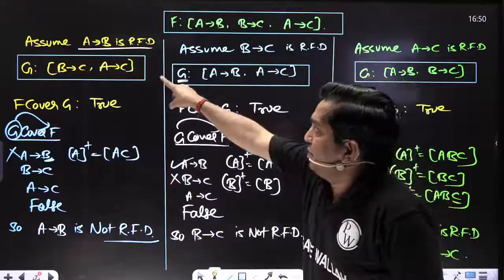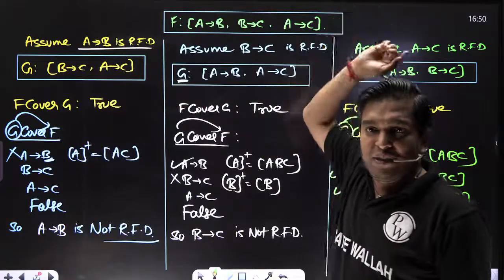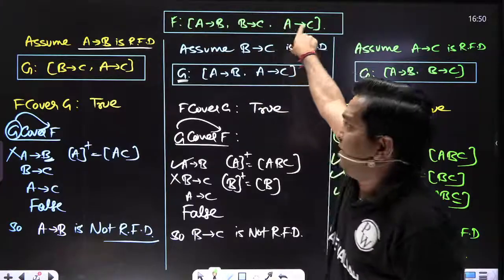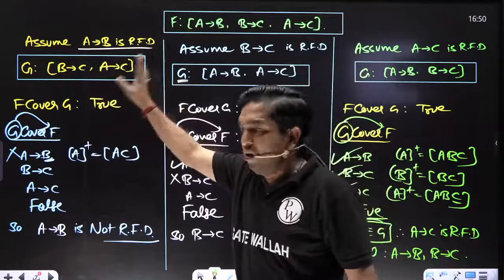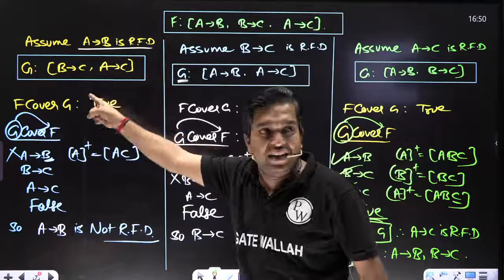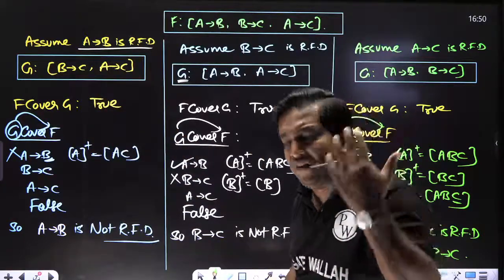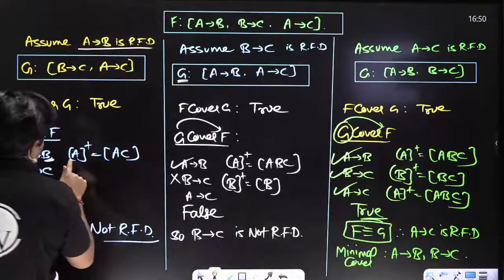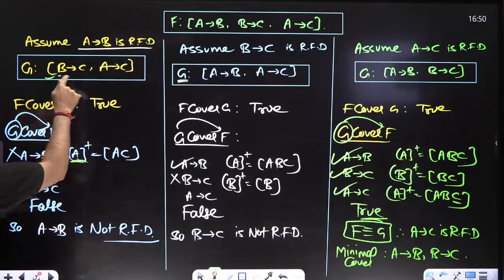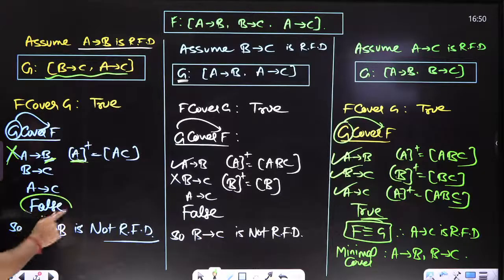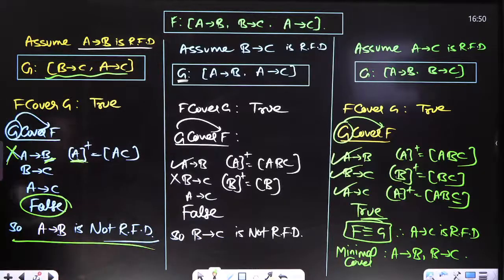Please prove for this one, prove for this one, and prove for this one also, sir. So here I've taken, assume A tends to B is the redundant FD. Then you delete this FD, what are you getting? B to C and A to C. F covers G is always true, because you are writing the F FDs here. Then G covers F. What happened? With the help of G, can we cover all the F FDs? When you take the closure of A in the G FD set, you are not getting B. So this is false. So it is not a redundant FD.